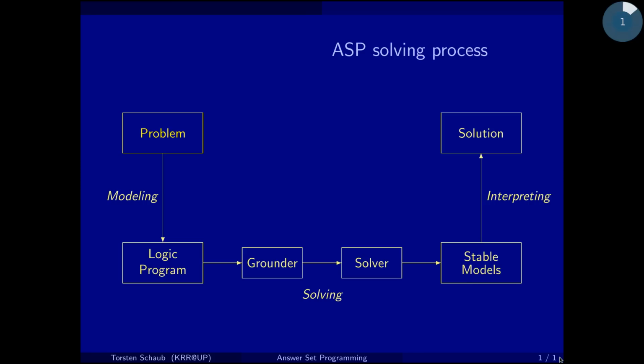Our goal actually is to compute one or several solutions of a given problem. As in all approaches to declarative problem solving, we do so by expressing the problem in a formal way. In ASP, this is done by modeling the problem in form of a logic program. Importantly, this logic program does not only consist of rules, but also of first-order variables.